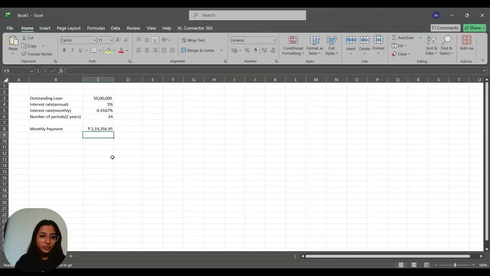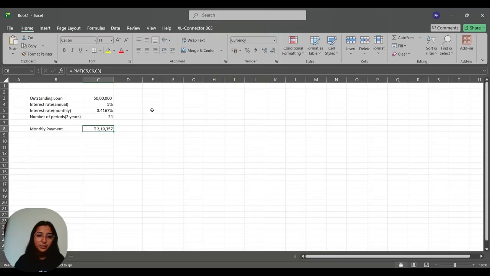Which comes to 2,19,356 rupees. So let's round it to 2,19,357 rupees. This payment will remain the same every month, for all 24 months.